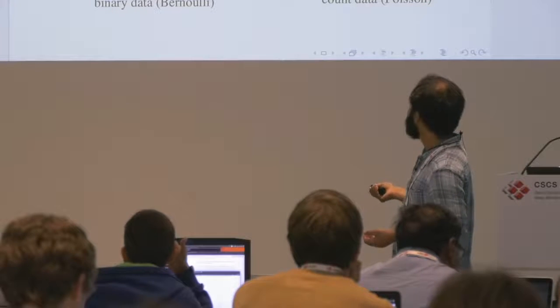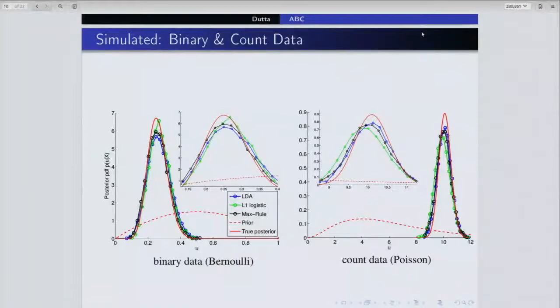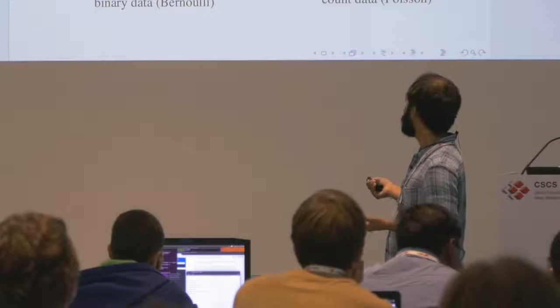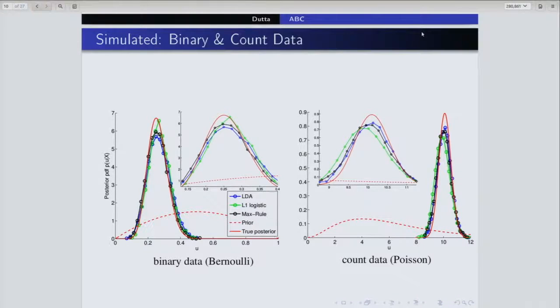So this is for some binary count data. We have a Bernoulli example. How many of you are familiar with the Bernoulli distribution? OK, I see everybody. So it's a Bernoulli distribution, and we try to infer the parameter p. Here we use all different classification rules, like linear discriminant analysis and L1 logistic regression. Max rule is where you use 5 different classification rules and take the maximum classification accuracy of all of them. But in this case, they all give kind of good results.